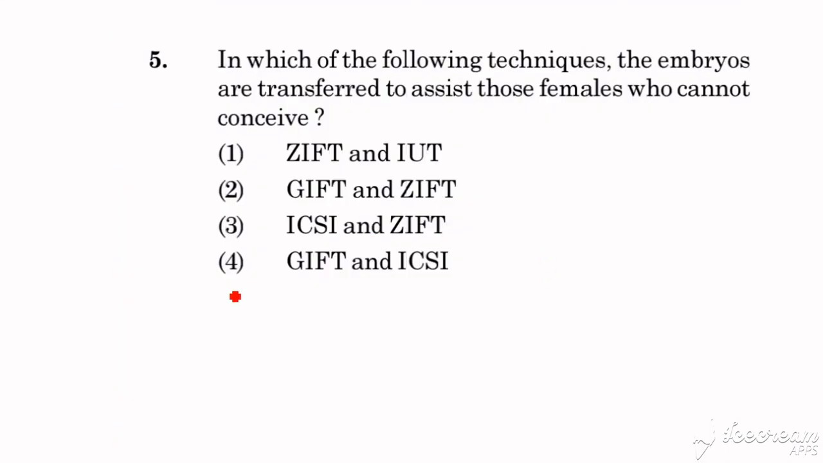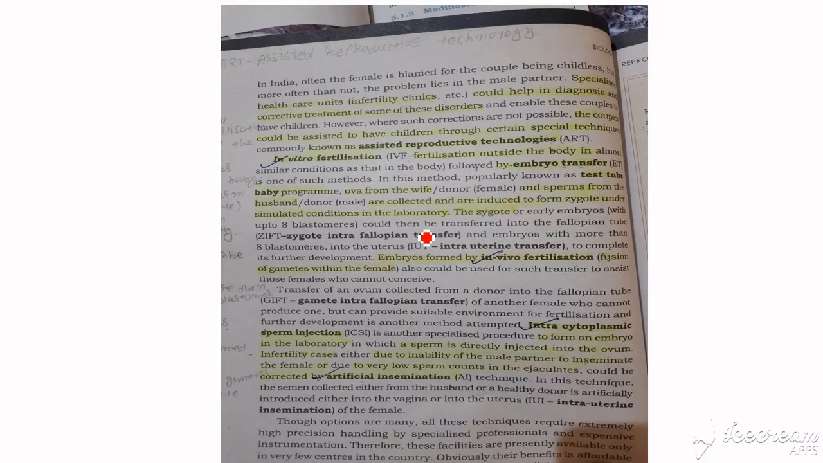Okay, so in which of the following techniques are the embryos transferred to assist those females who cannot conceive? The question says to assist females who cannot conceive, and the important thing is that it is at the embryo stage. So embryo transfer is happening into the female's uterus. So whether it is ZIFT, IUD, or GIFT, ZIFT, or ICSI or ZIFT. Okay, so let's see, coming to our book reference.